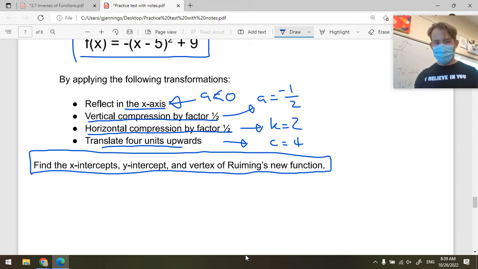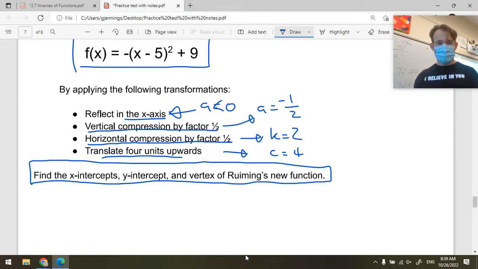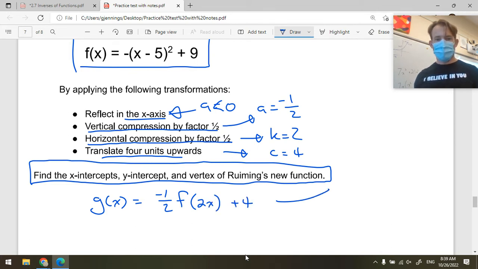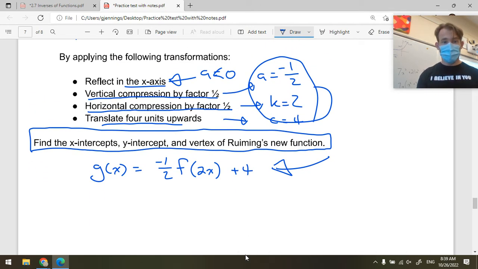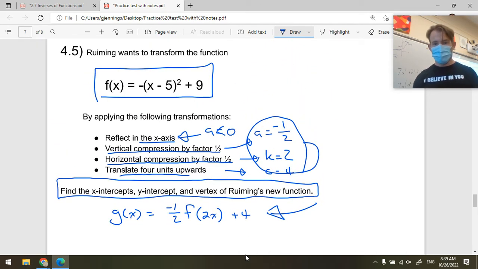Okay? So now I can go from f of x, and I can say, well, I want to create a g of x, which is a new function, is equal to negative 1/2 f of 2x plus 4. Okay? That's going to include all of these transformations. And now I can evaluate what the equation of this new function will look like. So let's go. So I know f of x. I'm just going to copy f of x out here. F of x is equal to negative x minus 5 squared plus 9.